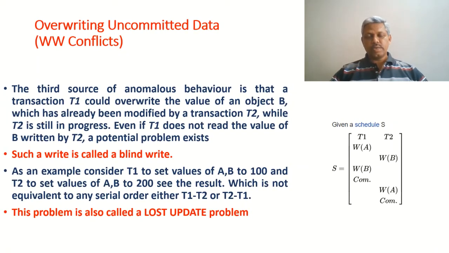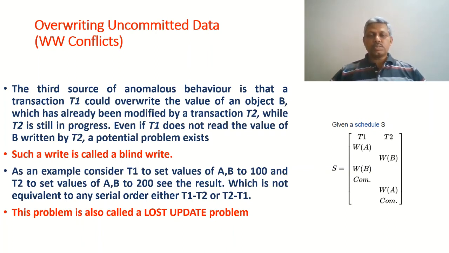The third anomalous behavior is called write-write conflict. That is, one transaction writing the value of a database object which is already written by another transaction and which has not yet been committed. This is called a blind write. That is, without reading what the database object is, the transaction blindly writes some value. This is called a blind write. Let us see an example of how this blind write may cause problems for the consistency of the database.